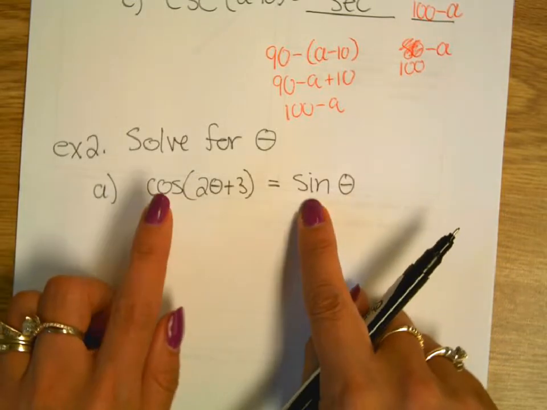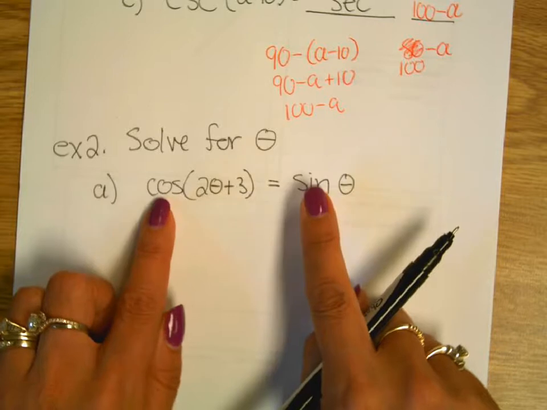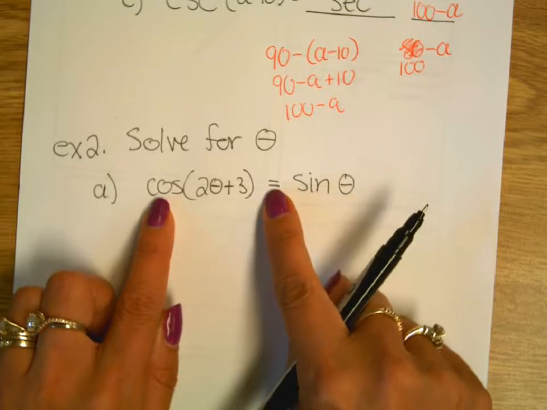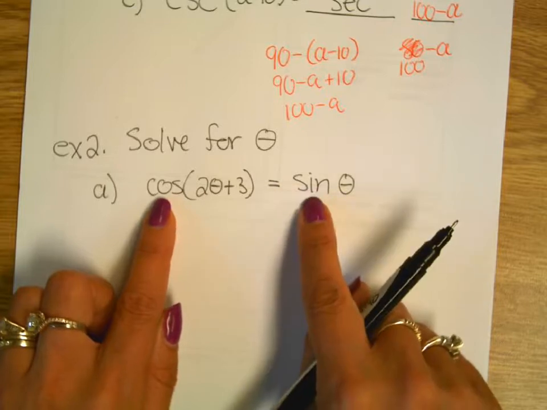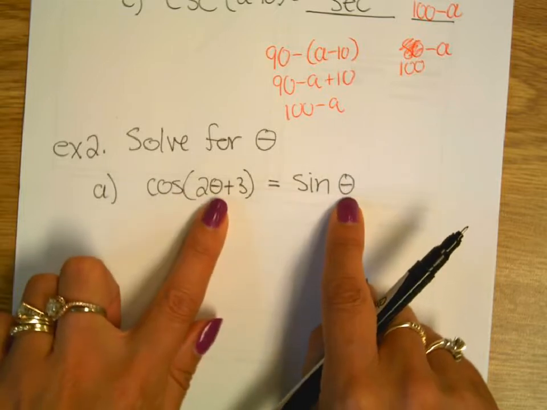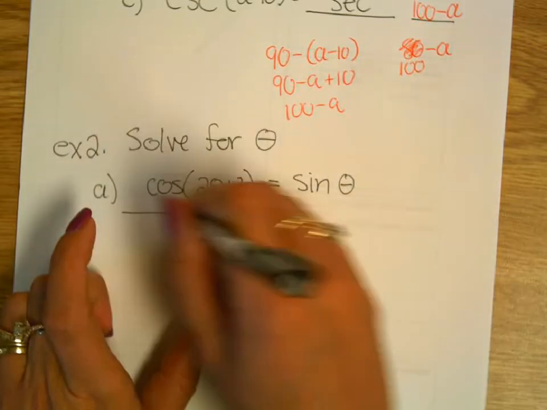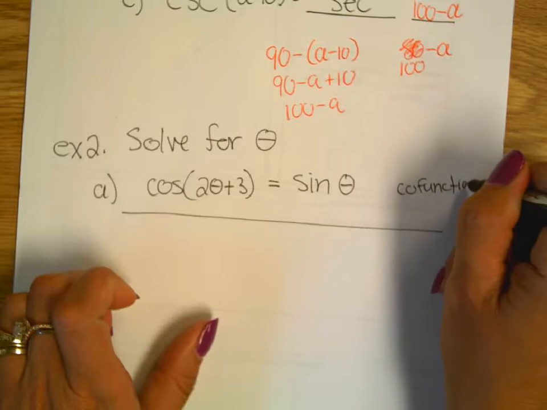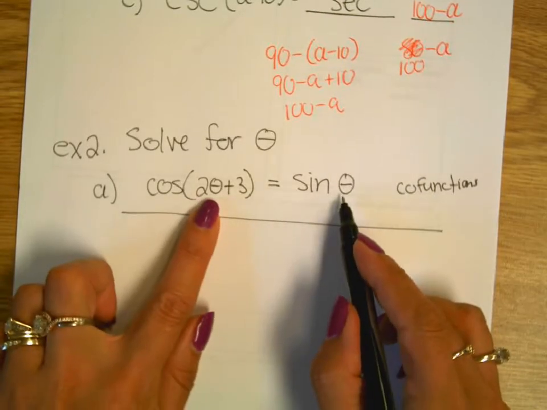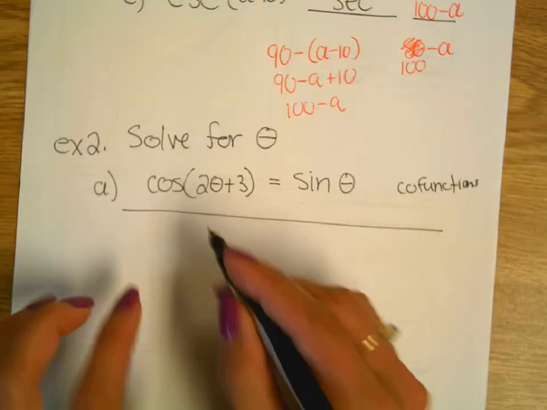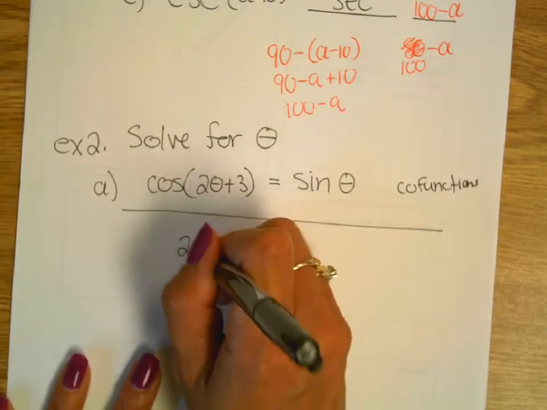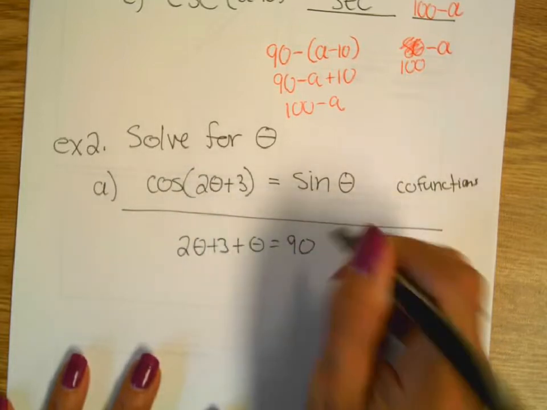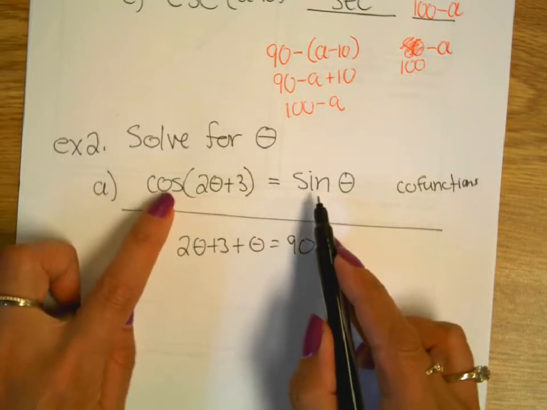All right, first of all, you see the two functions. What kind of functions are cosine and sine? They are cofunctions. And I see that they are equal. When are cofunctions equal? When the angles add up to 90. So that's what you got to do first. You got to identify these as cofunctions. So that means the angles add up to 90. So I can throw away the cosine, throw away the sine. I know the relationship in these two angles. 2 theta plus 3 added to theta better give me 90, because that's the only time sine and cosine are going to come out equal, like the problem is saying.